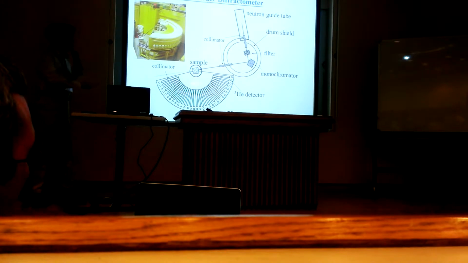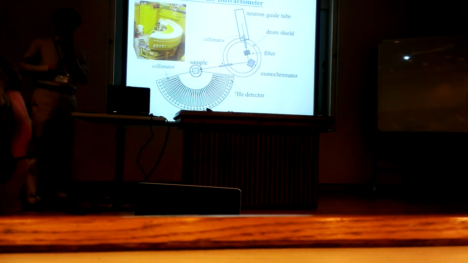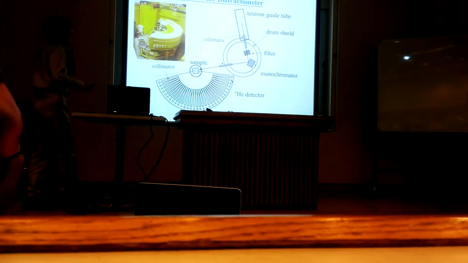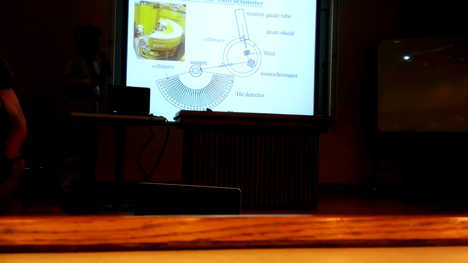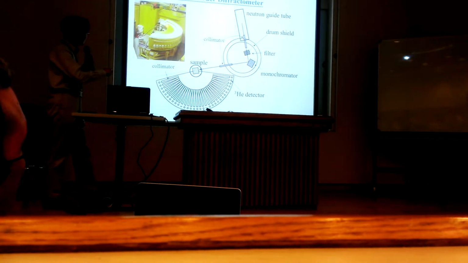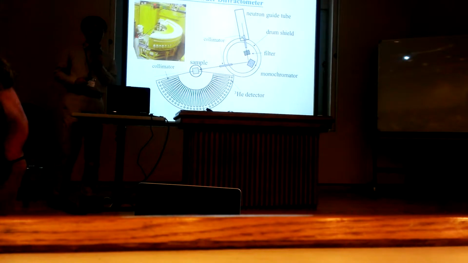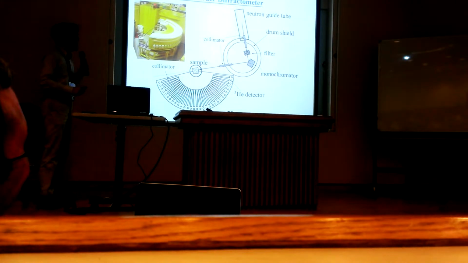And this is a typical configuration of the powder diffractometers. This drawing comes from the NIST BT1, and this is a banana detector, and they painted it yellow, so it looked like a banana.